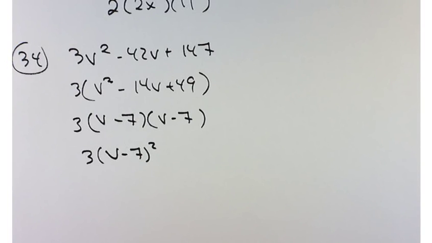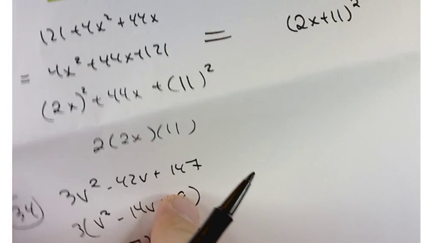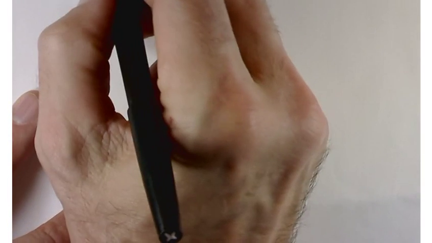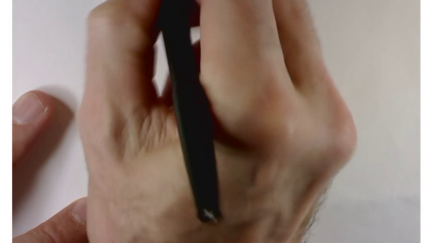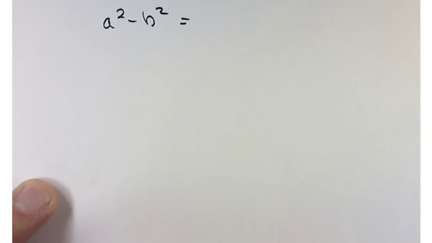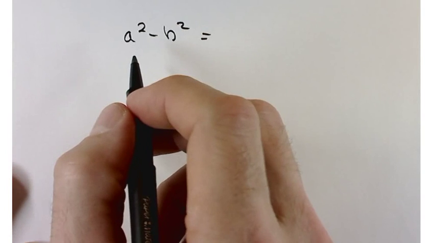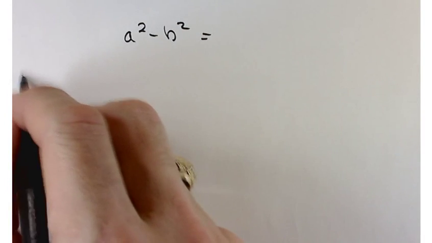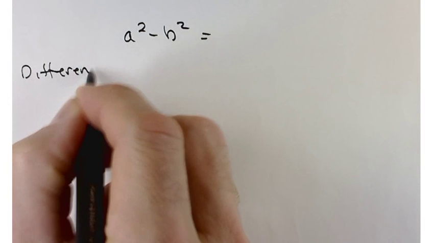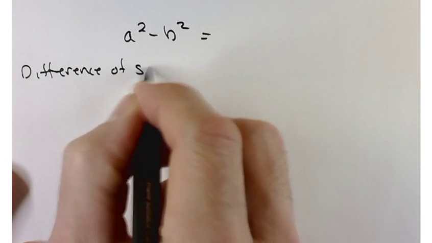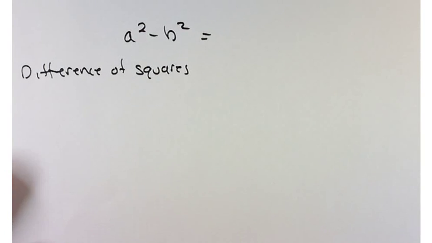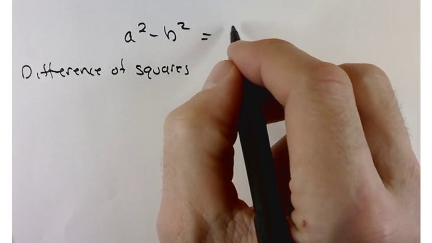A squared minus b squared. So-called difference of squares, because you're subtracting two squared quantities. So the difference of squares actually factors pretty nicely. It's going to be a minus b times a plus b. Of all the different factorizations that we're going to encounter, this one arguably is one of the more important ones.